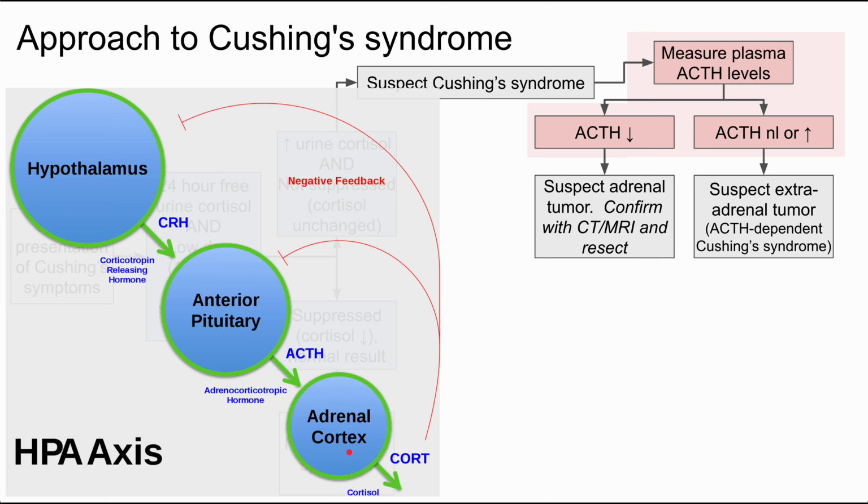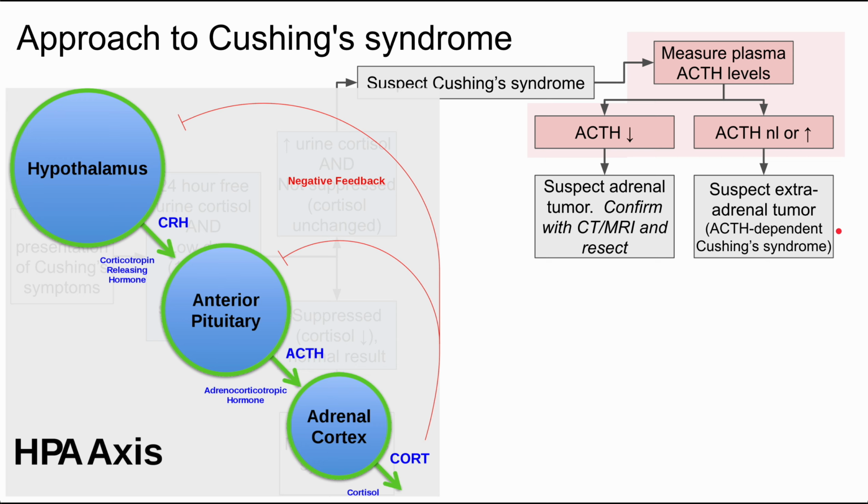If, on the other hand, the ACTH is high, then we know that the cortisol production is because of the high ACTH, because the adrenal cortex is doing what it's supposed to be doing. It's responding to ACTH and creating cortisol. In that case, we would suspect extra-adrenal tumor that is creating the ACTH. So this is an ACTH-dependent Cushing syndrome.